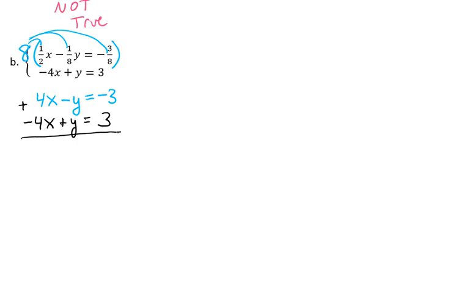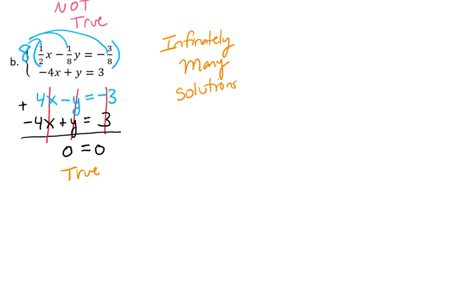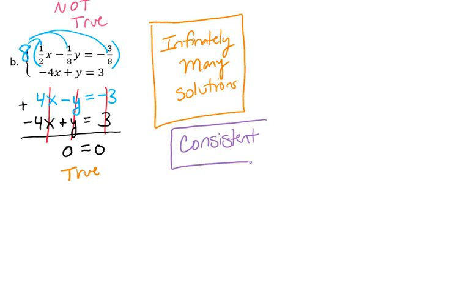As we're looking at those, 4x plus negative 4x cancels out, and negative y plus y cancels out. So we're going to get 0 equals, and negative 3 plus 3 cancels out, giving us another 0. But unlike last time, 0 equals 0 is actually true. And so this tells us that we're going to have infinitely many solutions. And because we have at least one or more solutions, this is going to be consistent. So this is a consistent system.